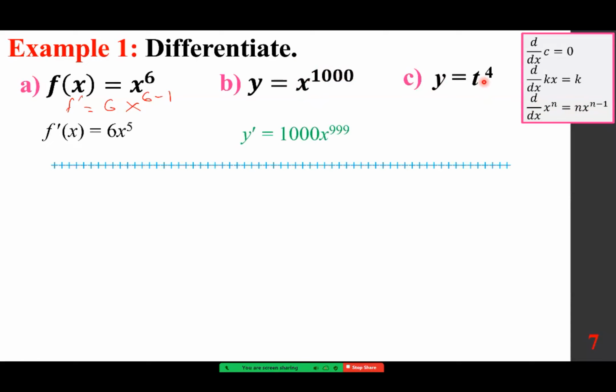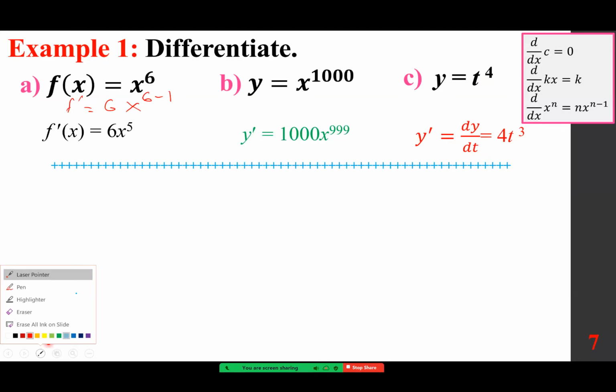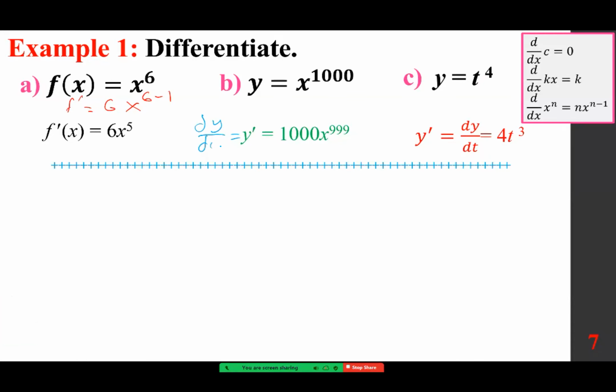What about here? y equals t to the power of 4, everybody. What's the answer? 4t to the power of 3. Excellent. Now, what I want to mention here is the Leibniz notation. dy/dt is telling the reader that t is the independent variable. If I wanted to do it here, I would write dy/dx.